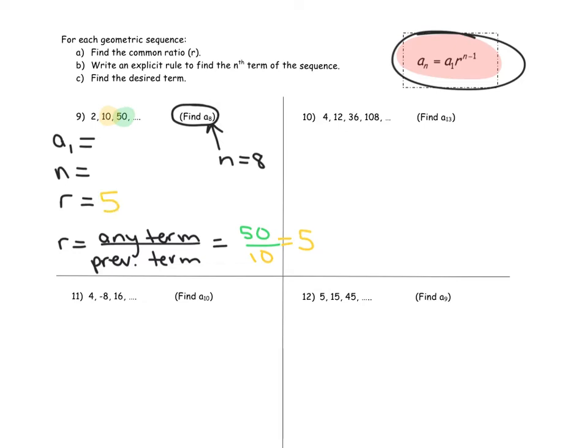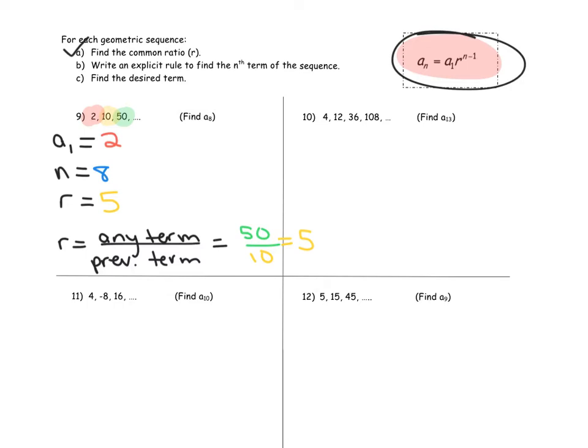So now we have r, so we can check that off the list. Found r. We want to write the explicit rule for the nth term of the sequence. All right, so before we can do that, we need to first identify what's a sub 1. So a sub 1, I'm going to highlight that in red. A sub 1, that's our first term, so that's 2. And n, we already acknowledged here, is going to be 8. We want the 8th term. So let's write it out. Let's fill it in.